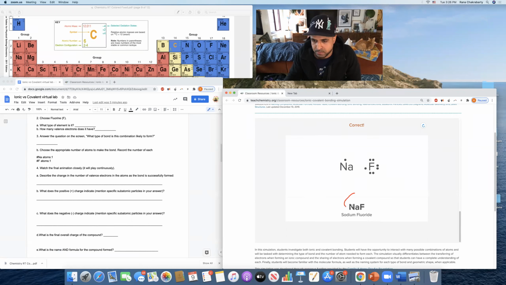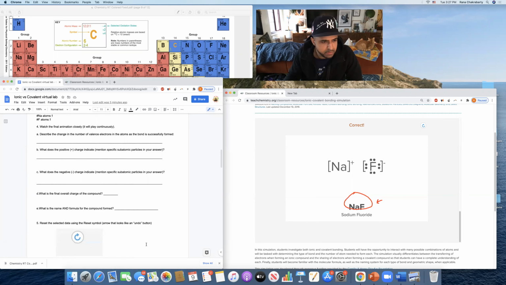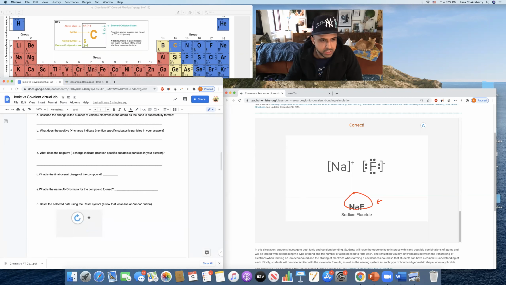So that's another thing that you should keep in mind. When they say H2O is a chemical formula, NaF is a chemical formula, NaCl is a chemical formula. So the chemical formula is NaF. Now hit the reset button.